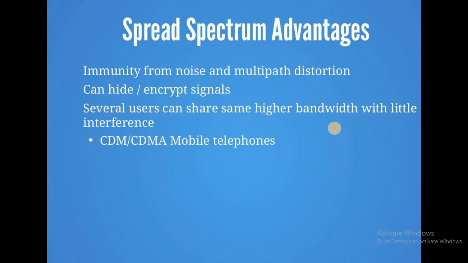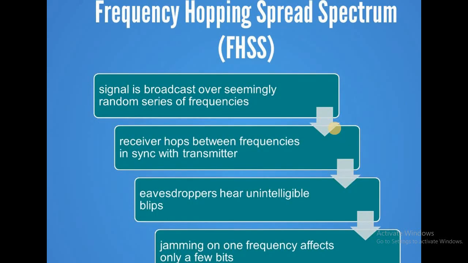What are the advantages of spread spectrum? Immunity from noise and multipath distortion, and it can hide and encrypt signals. Several users can share the same higher bandwidth with little interference. CDMA mobile telephones are some of the applications.